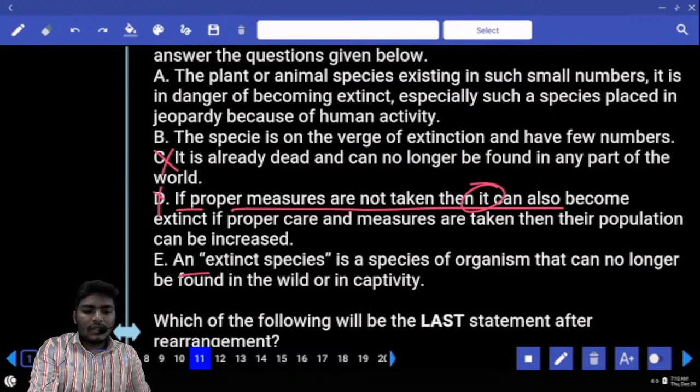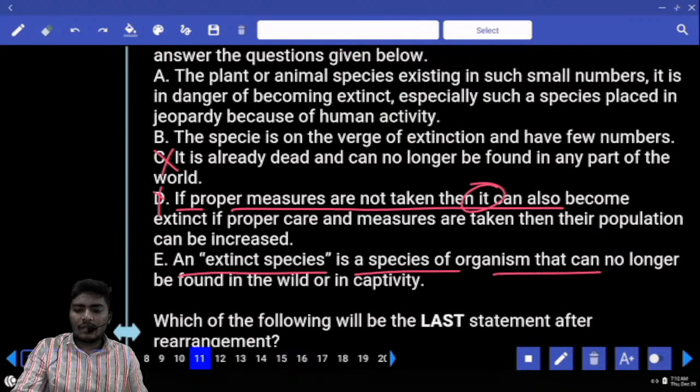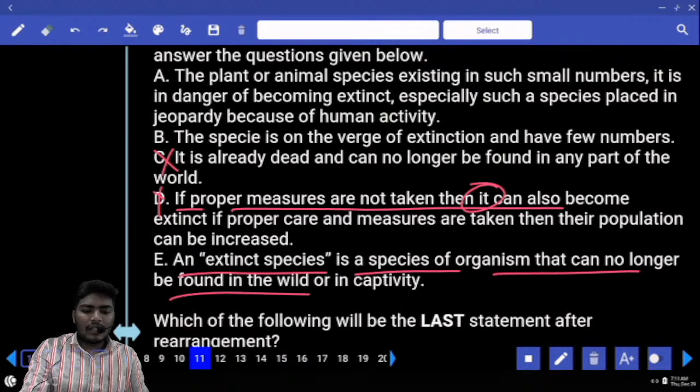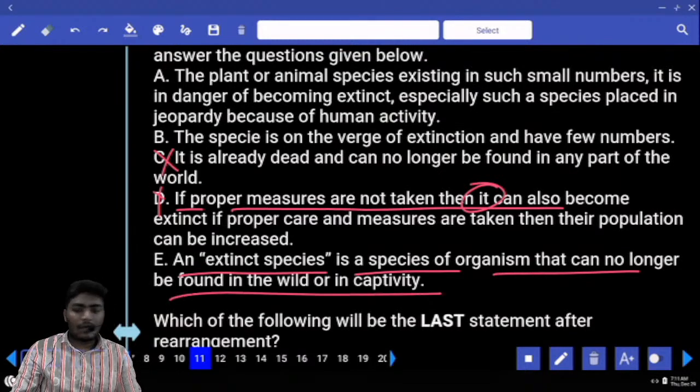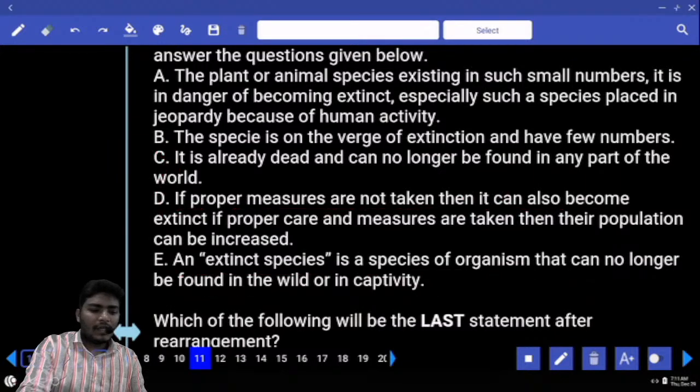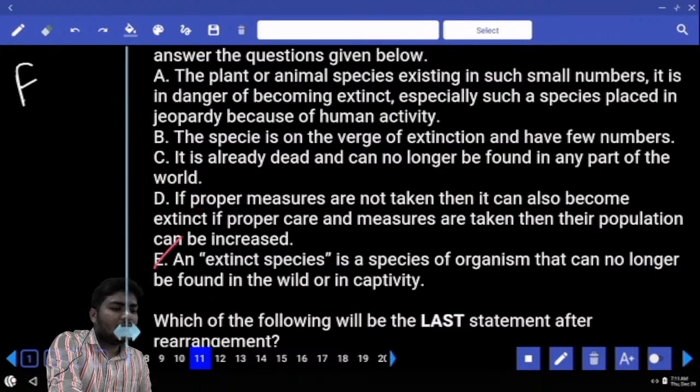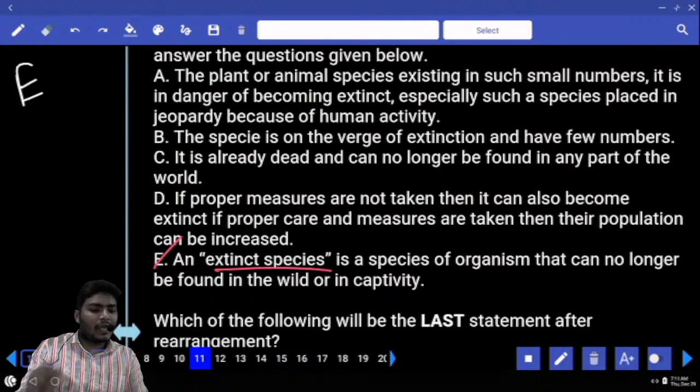Next, an extinct species is a species of organism that can no longer be found in the world or in captivity. Now tell me, which one is your starter? E is absolutely fine because it gives the introduction to our topic, extinct species. Now, continuation.